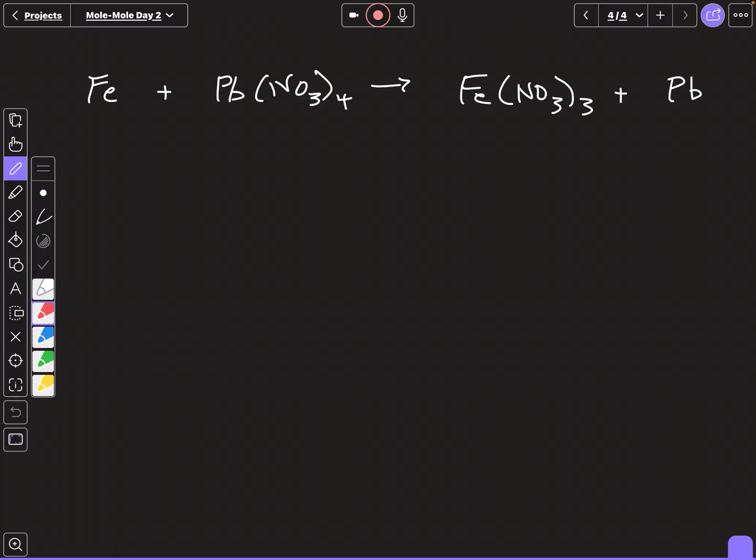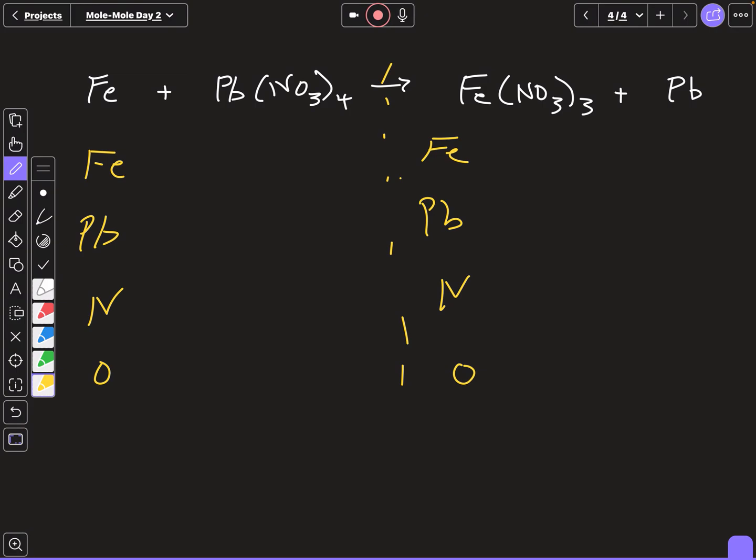One last thing before you work on the problems. I want to go over one more balancing reaction just to make sure everybody understands that. I draw my line down the middle. This is made up of iron, lead, nitrogen, and oxygen on both sides. If I start counting on the left, I have 1 iron. Lead, I have just 1. Nitrogen, I have 1 on the inside times 4 gives me 4. Oxygen, I have 3 on the inside of the parentheses times the 4 on the outside gives me 12.